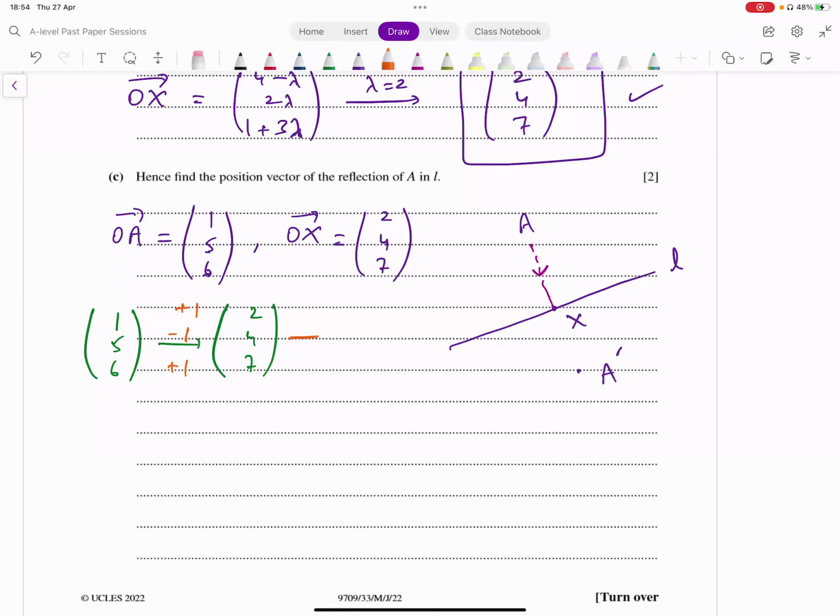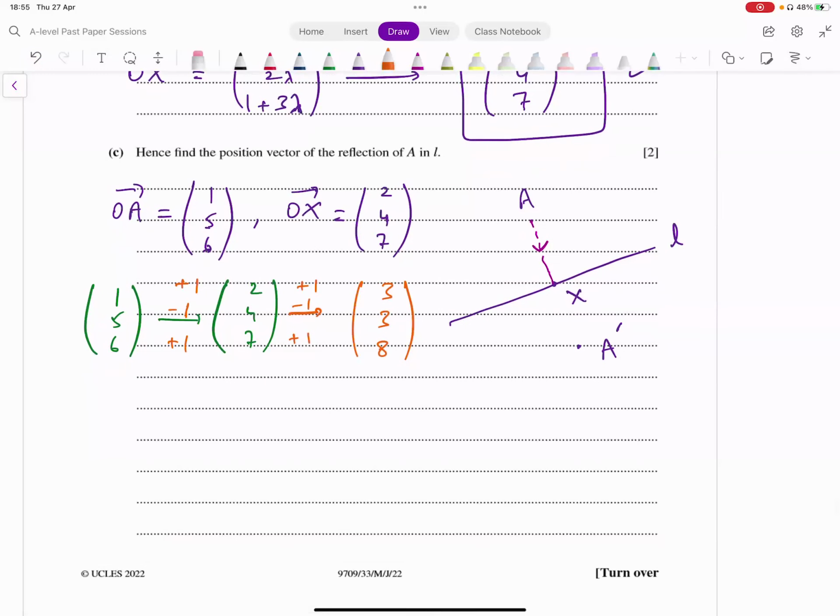यही चीज आप आगे भी कर रहे होंगे. Add 1 to the X component, subtract 1 from the Y component, add 1 to the Z component, and that is going to give you 3, 3, and 8. And that is the position vector of the reflection that you have. इसका position vector ये हो जाएगा.